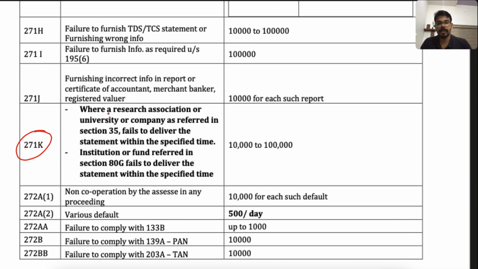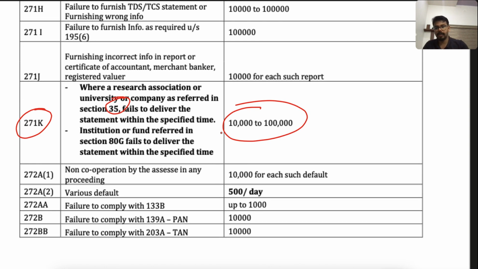That is, I told you, under section 35. Those associations, universities, and national laboratories have to submit a statement regarding the donation receipts. If they have not submitted the statement, how does it affect the donor? He will not be eligible to claim the deduction under section 35. How does it affect that institution? They will have to pay a penalty of 10,000 to 1 lakh. And another amendment is that under 270A(2), there was a 100 per day penalty. Now they made it 500 per day.